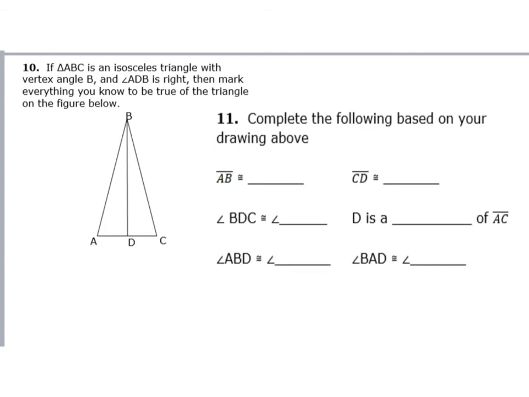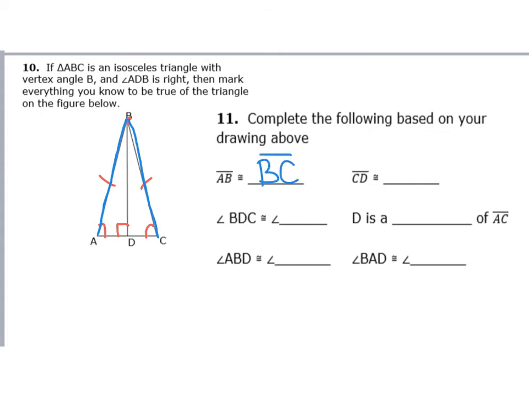Number 10. If triangle ABC is isosceles with vertex angle B and angle ADB is right, then mark everything you know to be true of the angle of the triangle on the figure below. Okay? So when I look at the figure, if it's isosceles and B is my vertex angle, I know that these are my congruent legs, which means I also know I have congruent base angles. Okay? It also tells me angle ADB is right. ADB is right. So now what do I know about this picture? I know that AB is congruent to, well, it has a tick mark, it's congruent to BC.